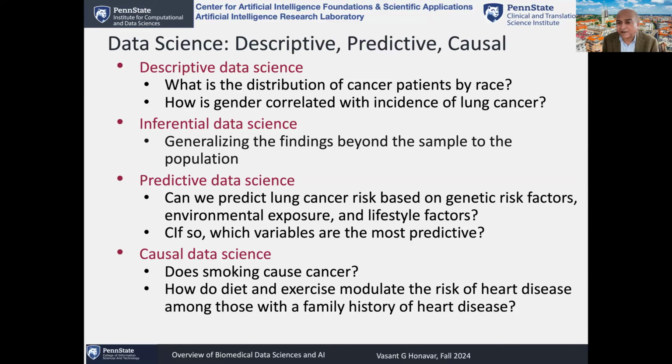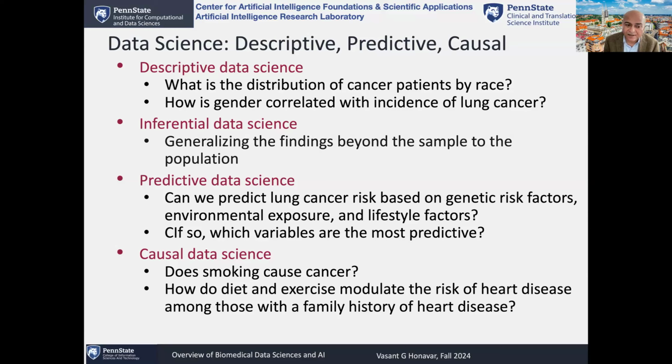Then there is inferential data science, where you are interested in generalizing the findings beyond the sample that you have to the population at large. And this is where statistics comes in, and 100 years of statistics comes in here, and you want to talk to a statistician to really do this step rigorously.